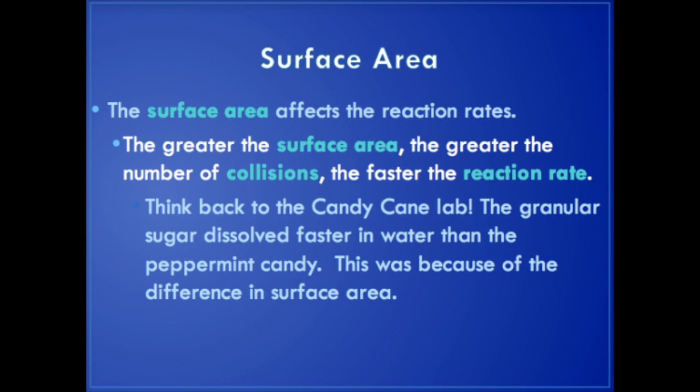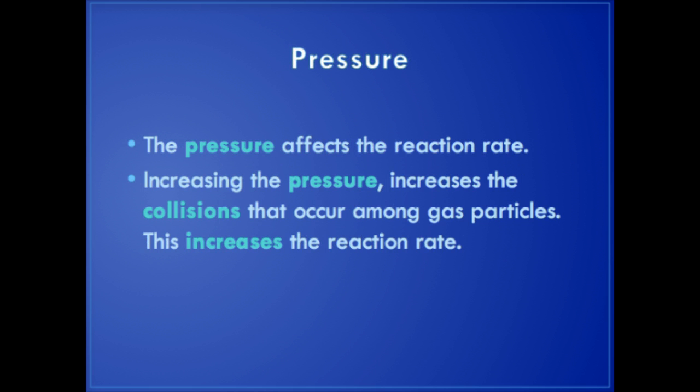Another factor that affects the rate of the reaction is surface area. Remember when we were doing the lab with the candy hearts, we saw that when you had granulated sugar, it dissolved faster. The rate of the reaction was faster with more surface area. The reason why is because you're going to have more collisions. So more collisions, faster rate. With more surface area, there'll be more fresh portions of water brought in contact with the solute.